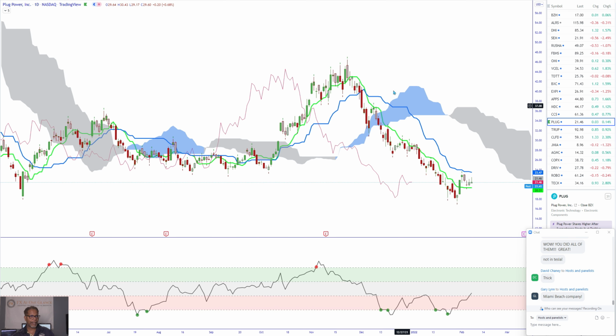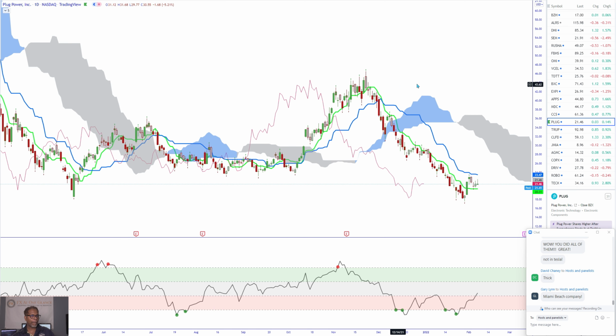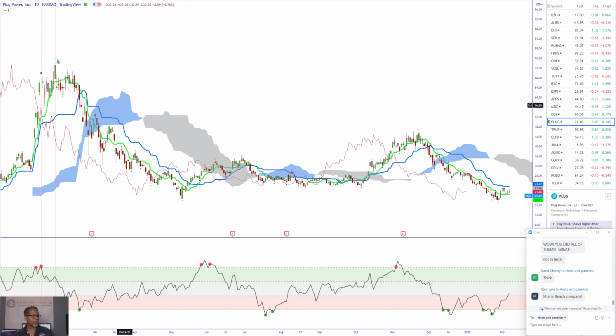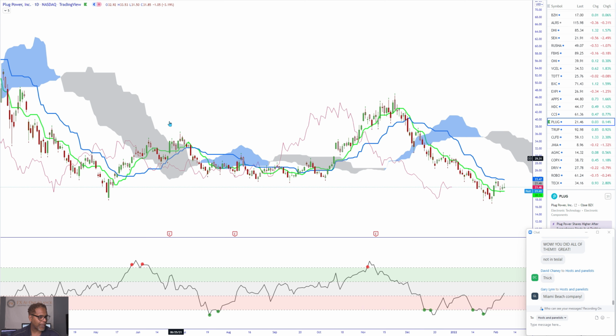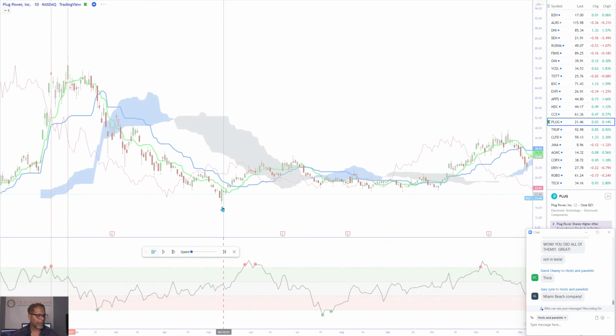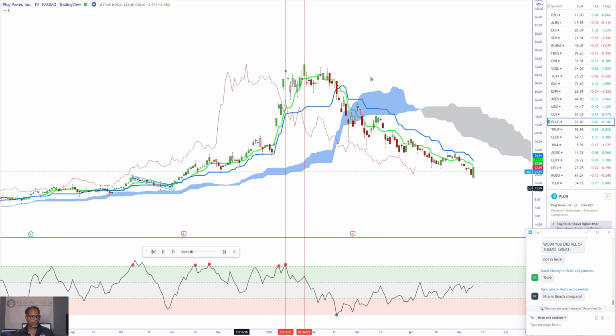Okay? So I want to show you one more thing. So I talked about that thick cloud. Let's go to another spot. So I showed you this thick cloud. Let's look at the bottom here. This bottom right here. See how we could tell if we're at a bottom. How we could tell. So let's go to there because we'll see that big candle.